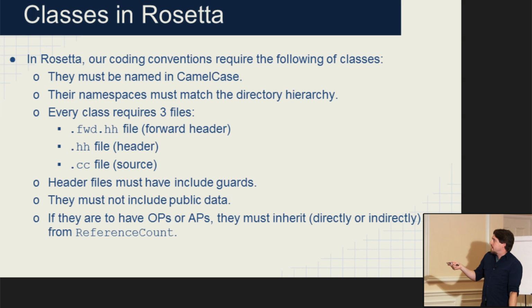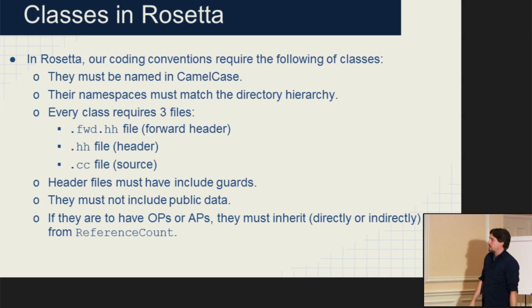We require that all namespaces match the directory hierarchy. You should know that by now, like protocols, simple moves. The directory should also correspond to protocols::simple_moves for the namespace. Every class, you've heard this before too, requires 3 files. You need to have a forward header file, a header file, and a source file, the .cc file. So anytime you create a new class, it should have 3 files for it. Now I really shouldn't say every, I should say most. There are some exceptions to that, but for the most part, you should have 3 files.